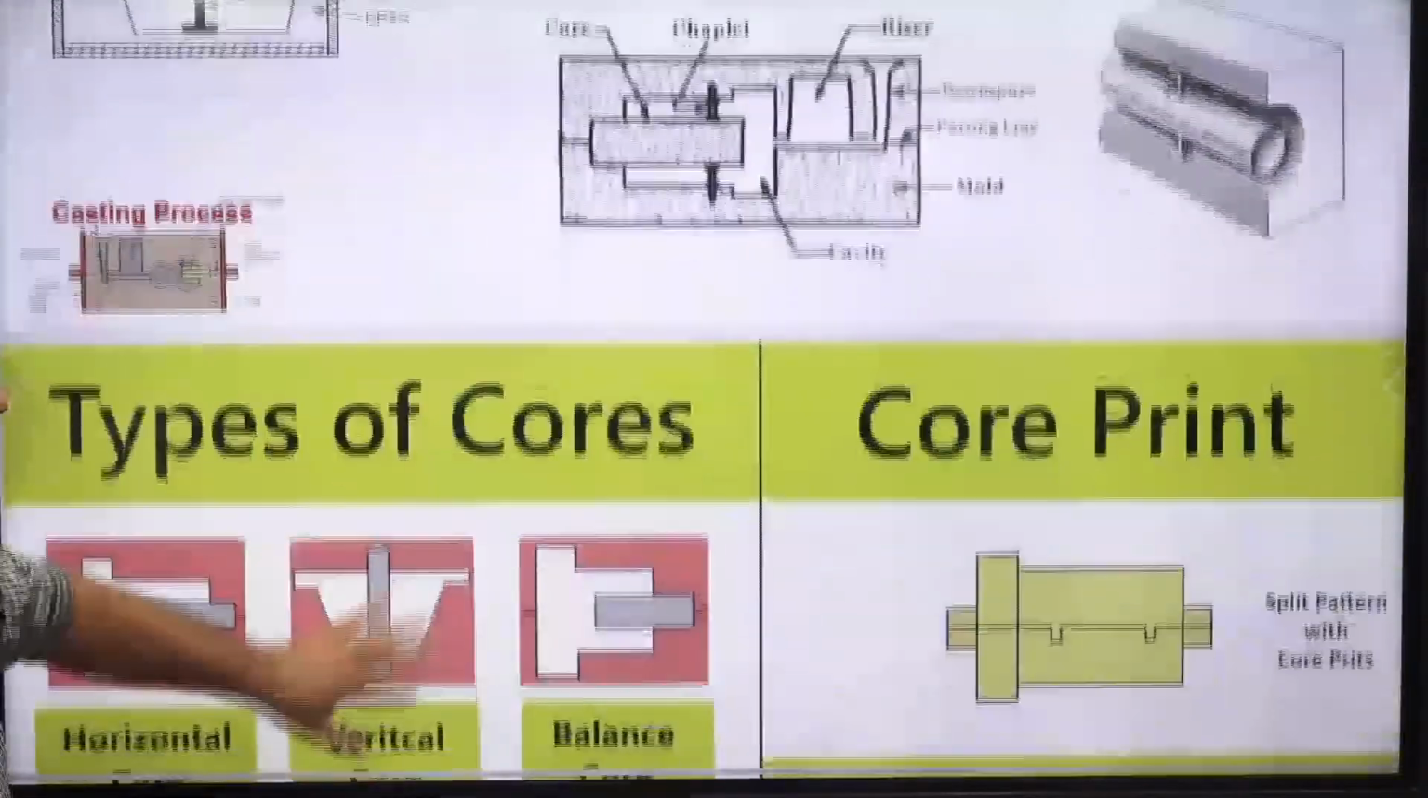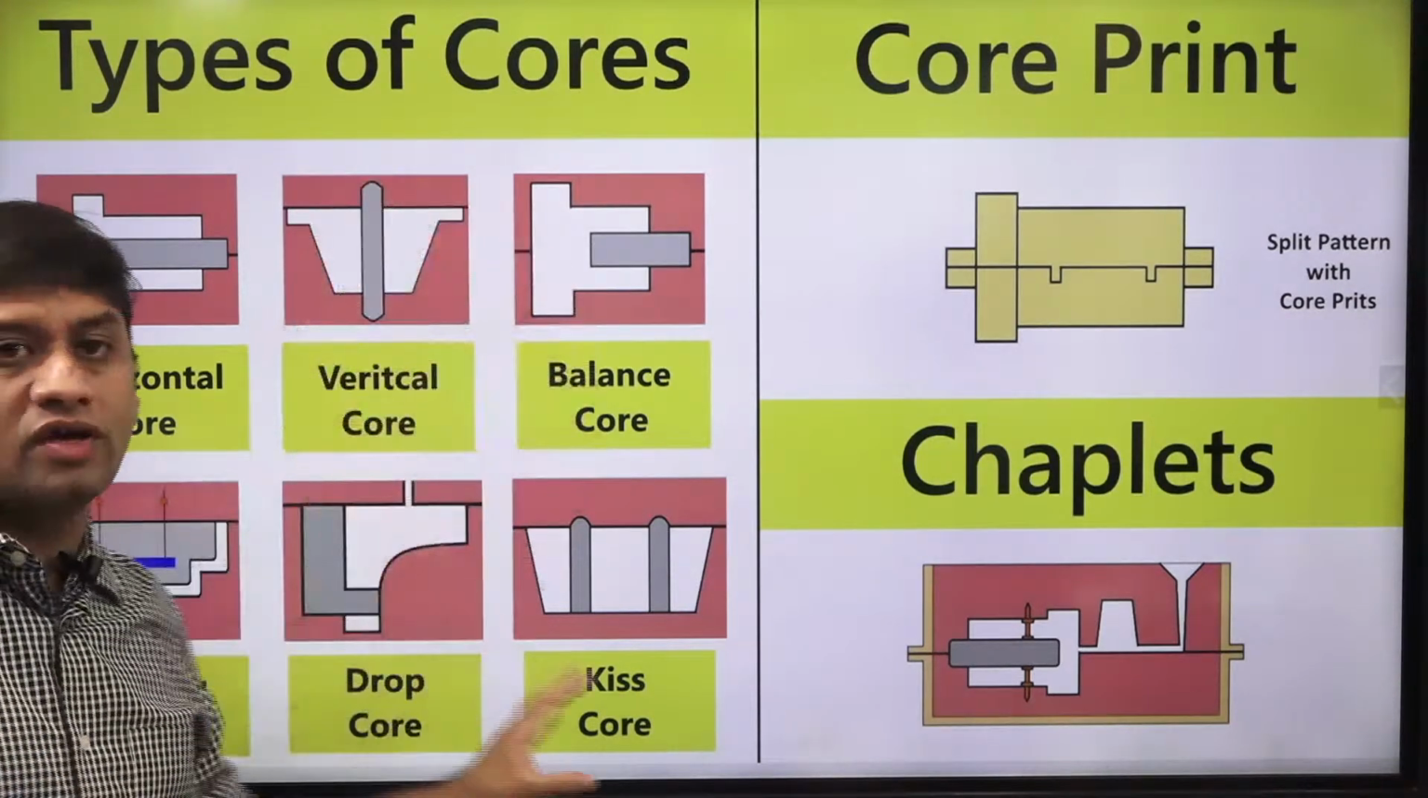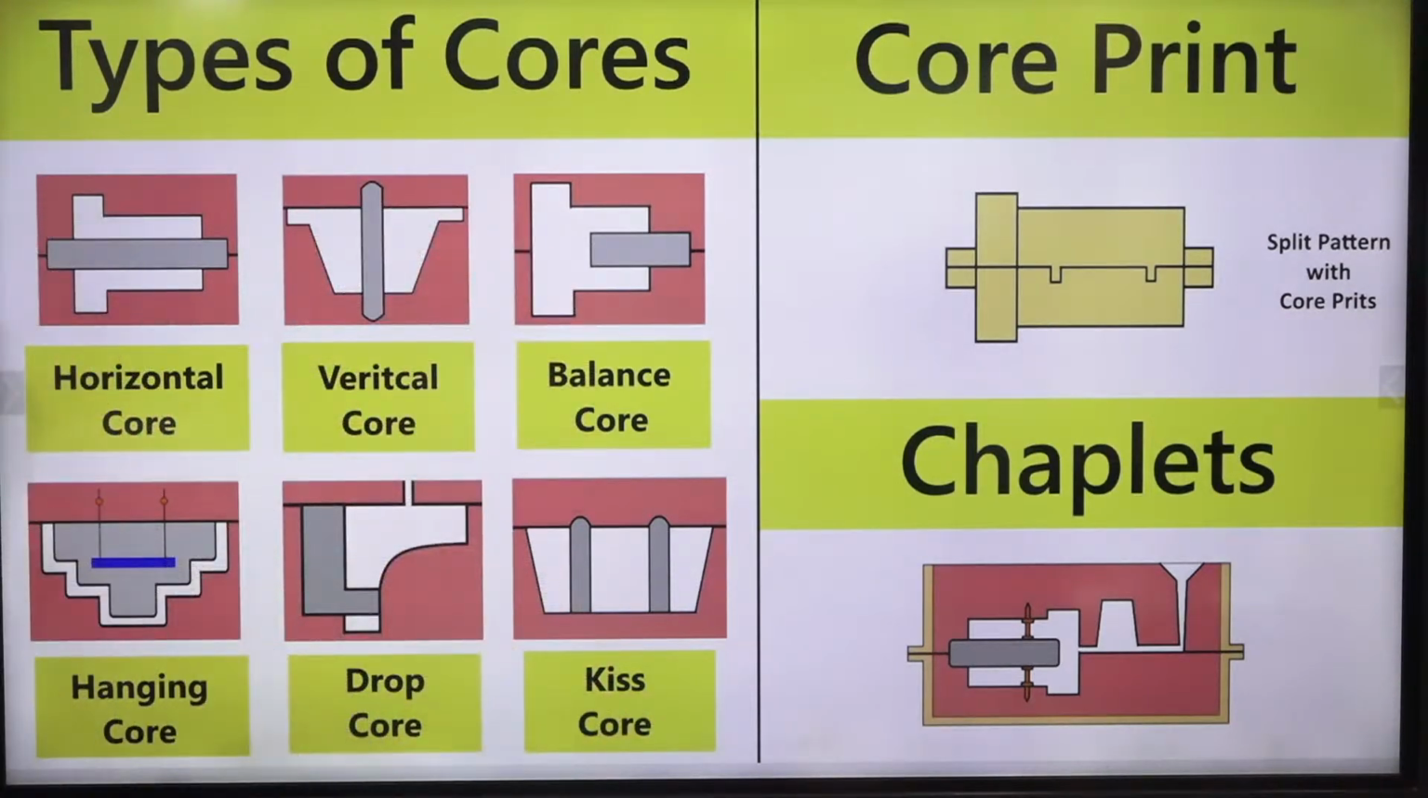Now I go forward and let's see this particular diagram again. There are types of cores: vertical core and horizontal core. Sometimes a question can be asked: which of the following is not the type of core? So horizontal core is there, vertical core is there, balance core is there, hanging core is there.